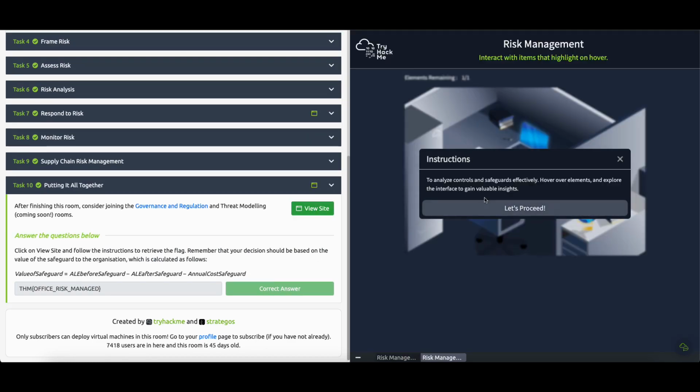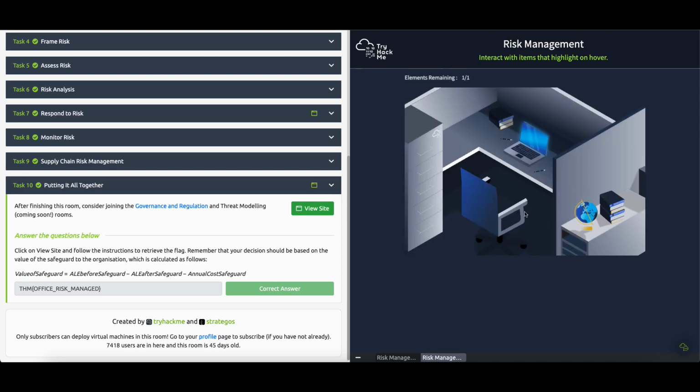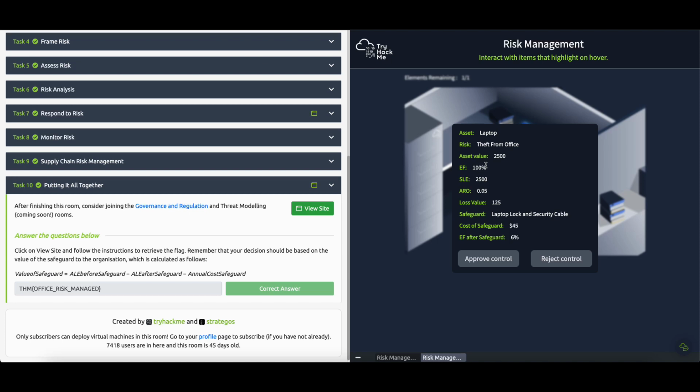Let's solve it together. To analyze controls and safeguards effectively, hover over elements and explore the interface to gain valuable insights. Let's proceed. Here you will click only this laptop, and here risk: theft from office, asset value is 2,500, EF is 100, CLA. Okay, I can see the CLA. As you can see, it's already calculated by the program.